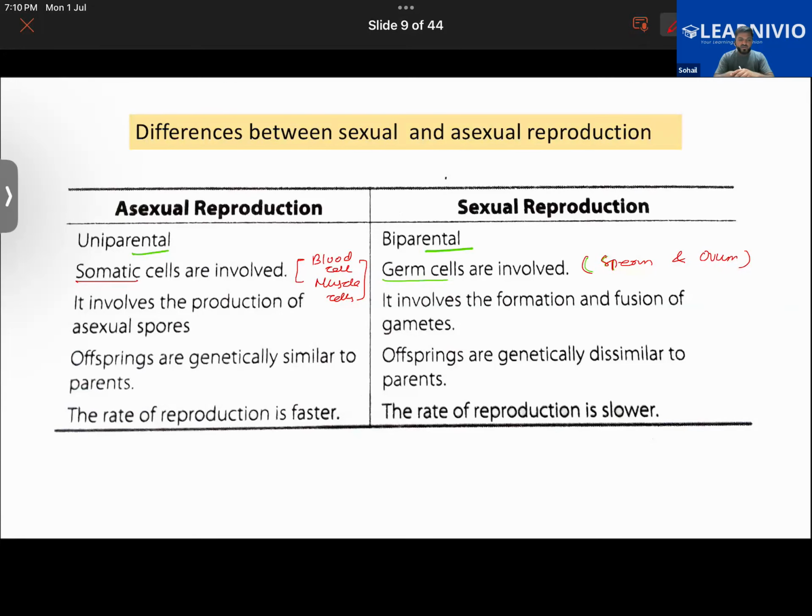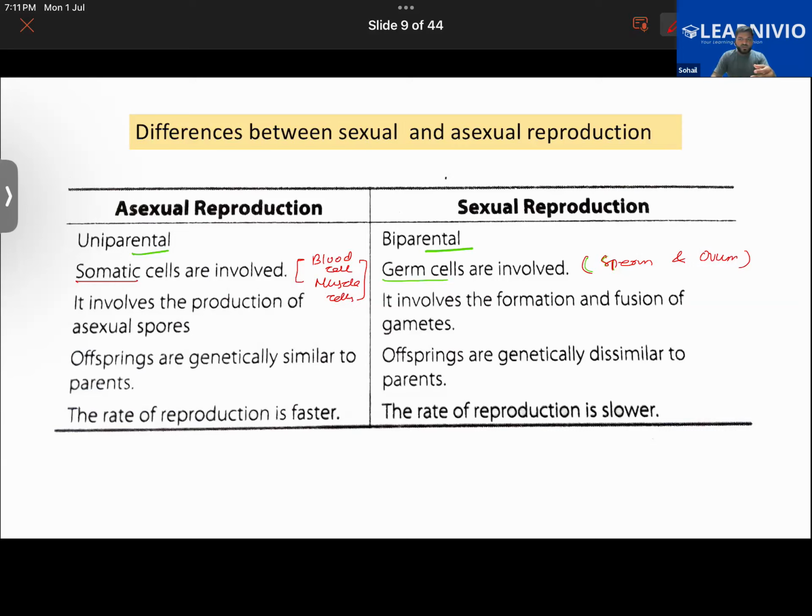Sir, can you repeat it? What are we saying? That germ cells are those cells that would take part in sexual reproduction. Like you have male and female sex cells, namely the sperm and ovum. That is what the germ cells are. So they would fuse together and take part in sexual reproduction.